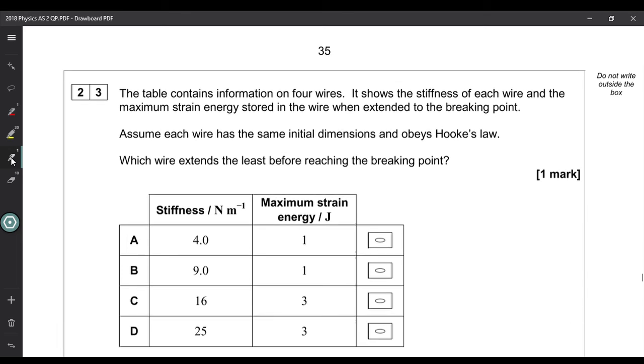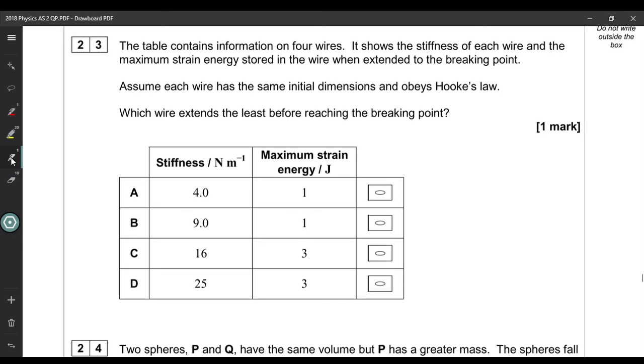So number 23 shows us information about 4 wires and the stiffness of each wire in the maximum strain energy stored in the wire when extended to breaking point. We're told that they're all going to obey Hooke's law, and we're asked which wire extends the least before reaching breaking point. So the value for the stiffness we're given is going to be our K value.